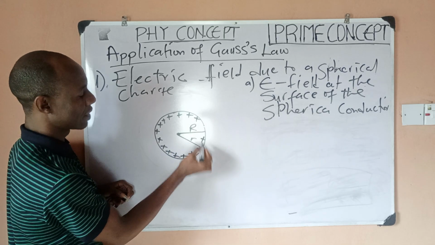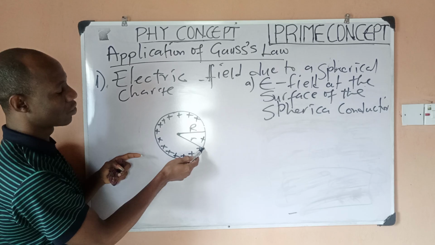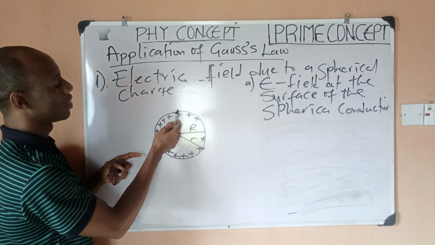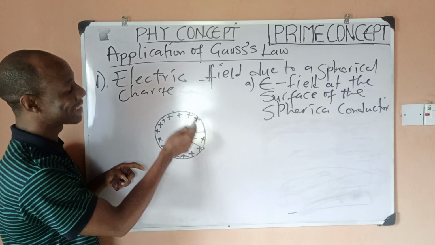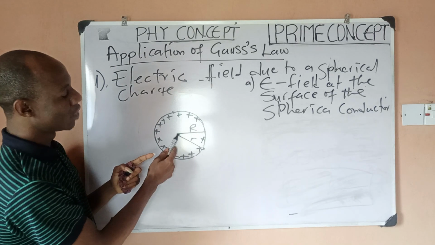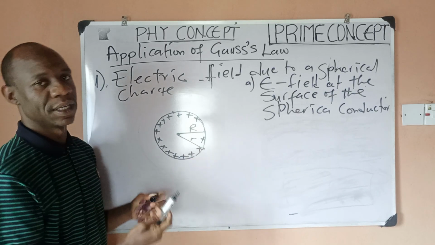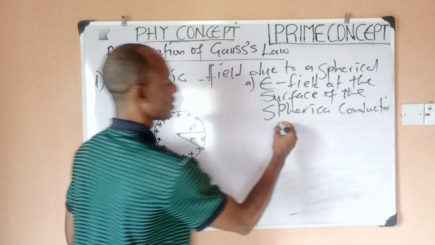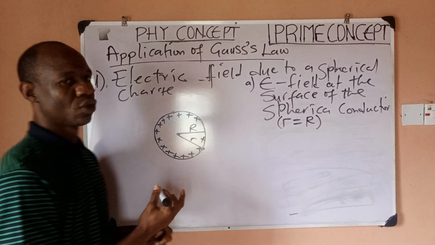So what it means is that we are going to enclose it with a Gaussian surface. The Gaussian surface would lie exactly on this surface because that is where the point is. So the Gaussian surface will lie exactly on the surface of that charge. So it means the radius of the Gaussian surface is going to be the same as the radius of the spherical charge. So in this case, r is equal to R. So this is true, right?